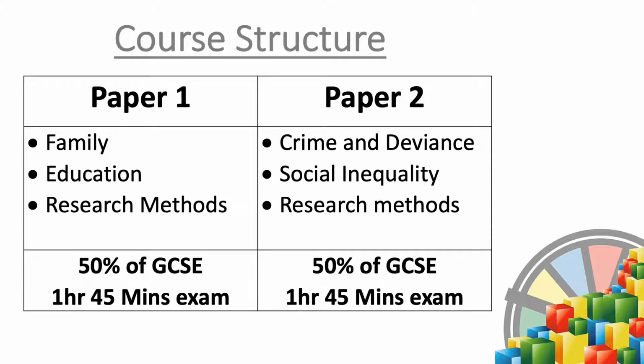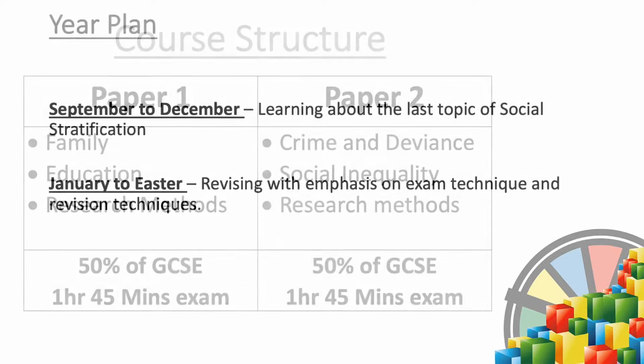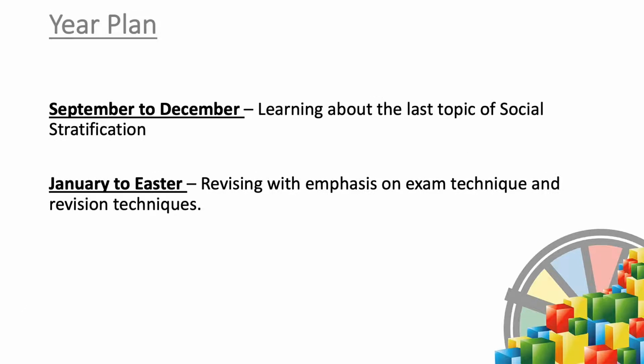Students will have learnt family, education and research methods in Year 9 and Year 10 and are currently just finishing crime and deviance and are learning about social inequality. The year plan for this year is that students from September to December are learning their last topic, which is social stratification. So looking at reasons as to why people are unequal within society.